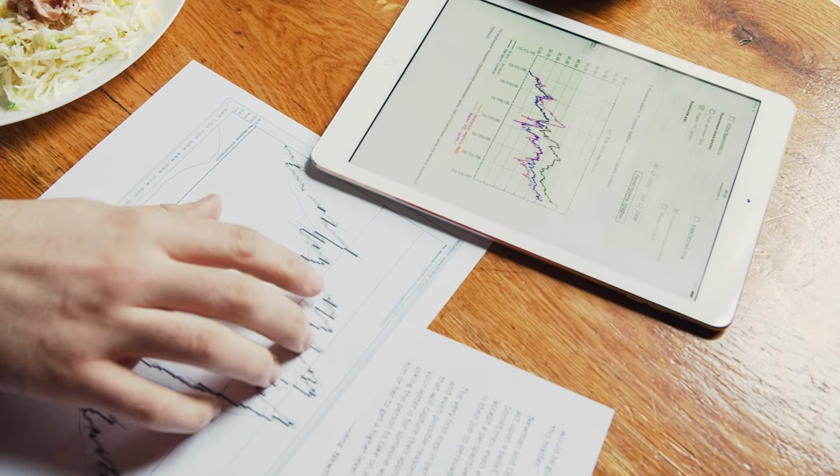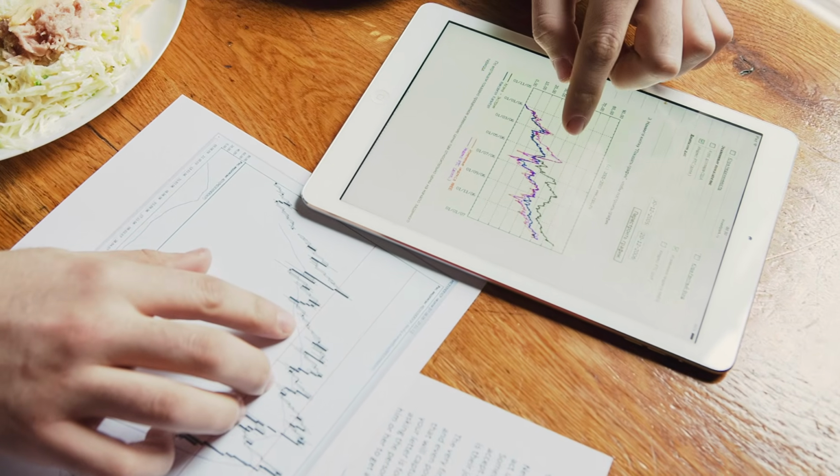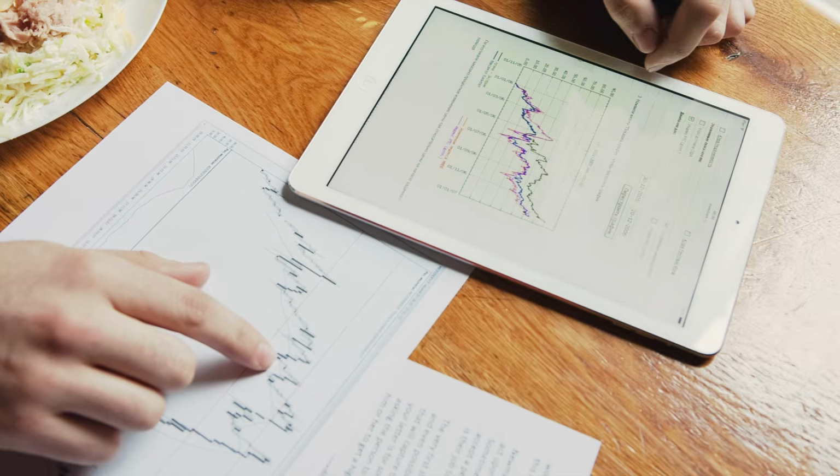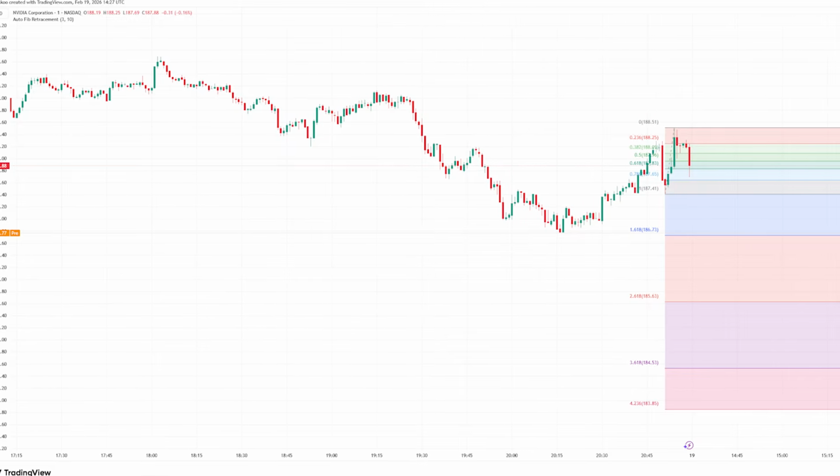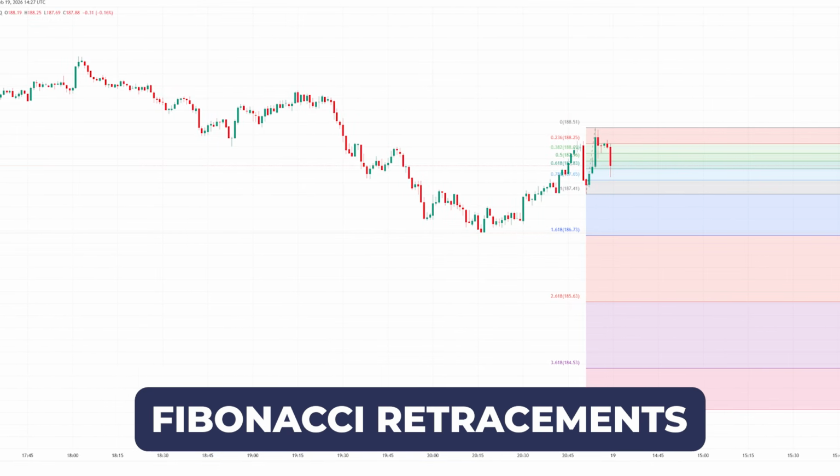Now, number 3, dynamic support and resistance. These take the same core concepts just a step further. Instead of drawing static lines, you use indicators like moving averages as your levels. The advantage is that these levels move with the price, so they adapt as the market evolves. You'll often see the price bounce right off of key levels like the 50-day or the 200-day moving average like clockwork.